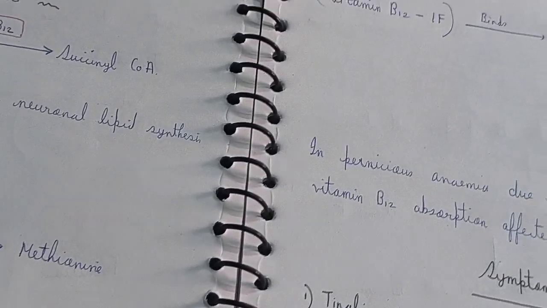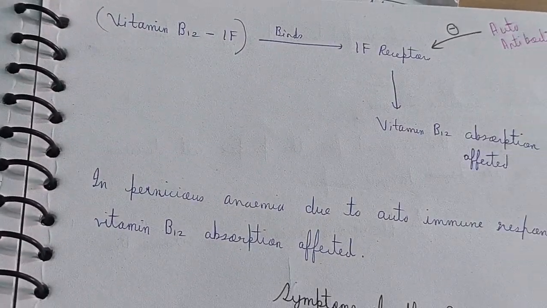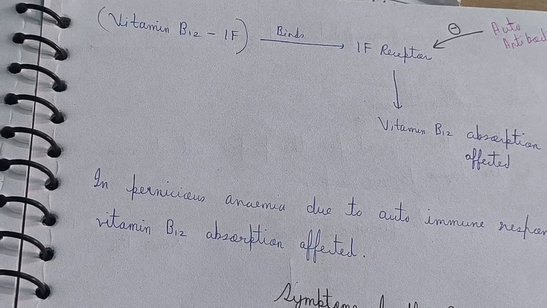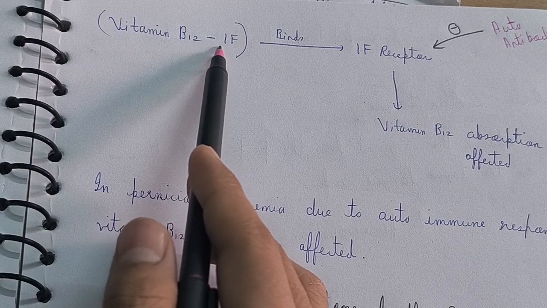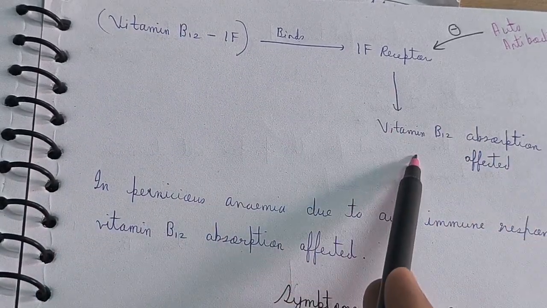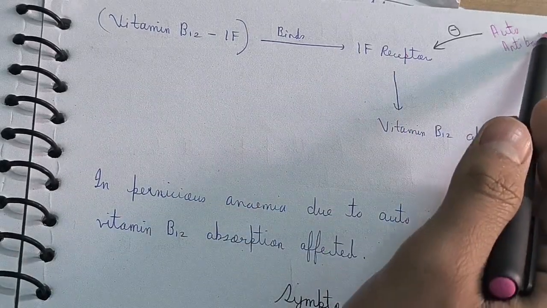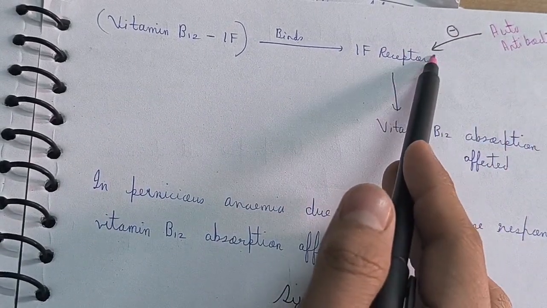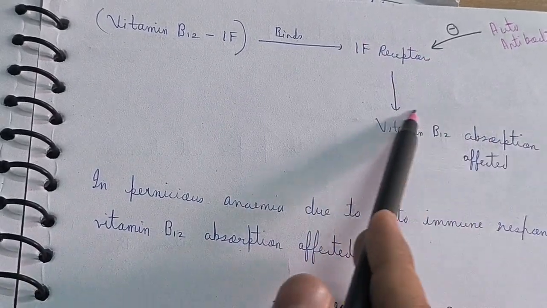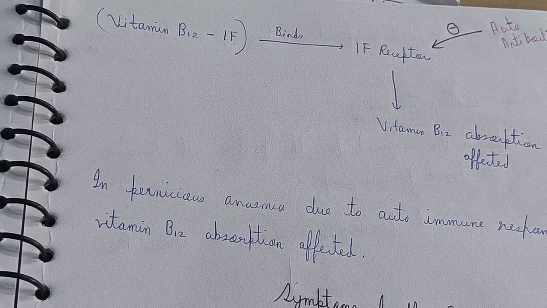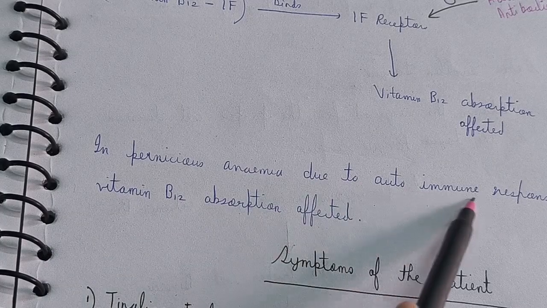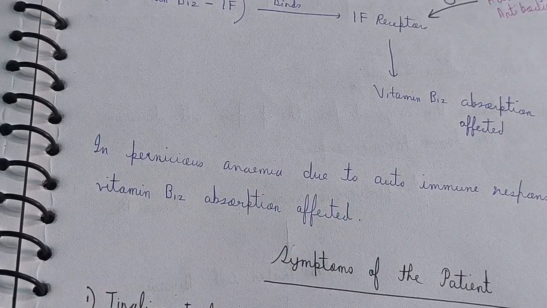Now again, I also mentioned that autoantibodies are made against the intrinsic factor receptors. The vitamin B12 intrinsic factor complex binds to the intrinsic factor receptors to cause vitamin B12 absorption. But in pernicious anemia, autoantibodies are made, so the receptors are affected, and therefore vitamin B12 absorption is also affected. So in pernicious anemia, due to the autoimmune response, vitamin B12 absorption is affected.